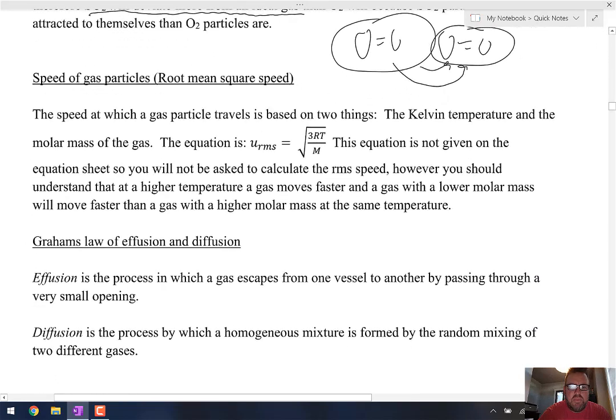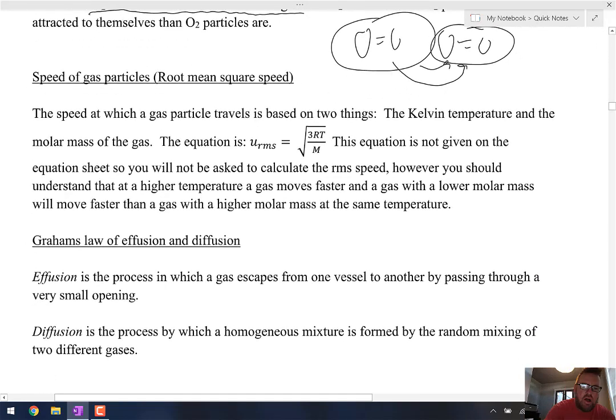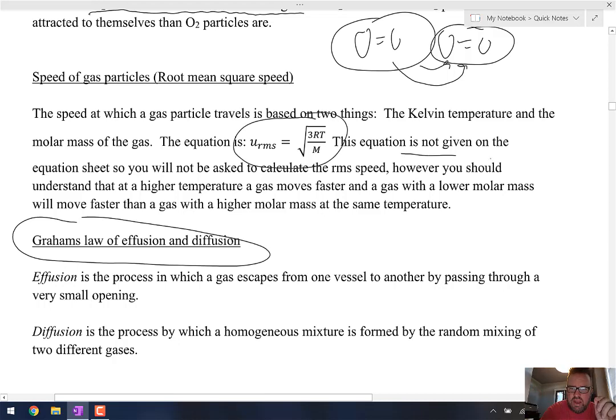Okay, let's keep going here. Speed, the speed of molecules. Also the law of effusion and diffusion are all based on two things. Here's the equation. You don't need to know it. It's not given on the equation sheet, and you're not going to be asked to calculate the speed. They do sometimes refer to it as the RMS speed, the root mean square speed. There's the root right there, the square root, and mean means the average. So again, the equation does not matter.